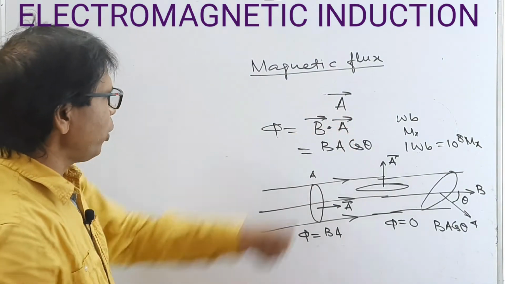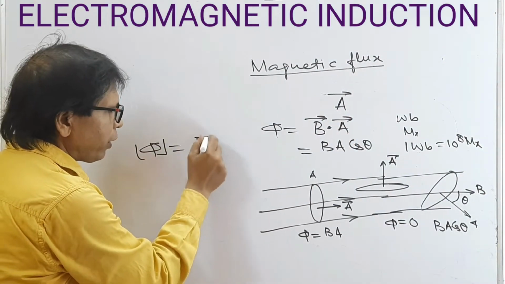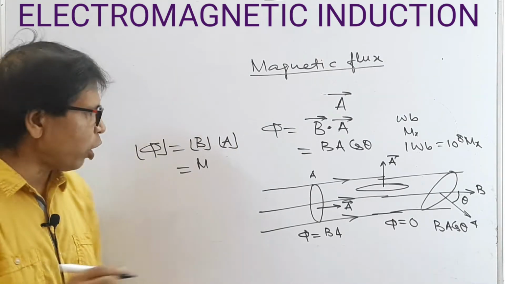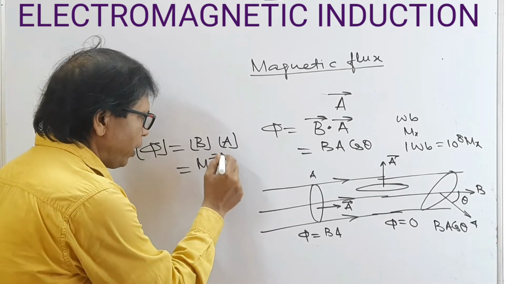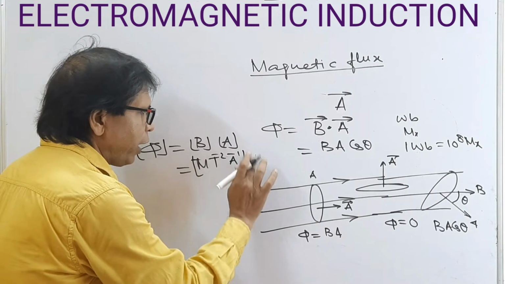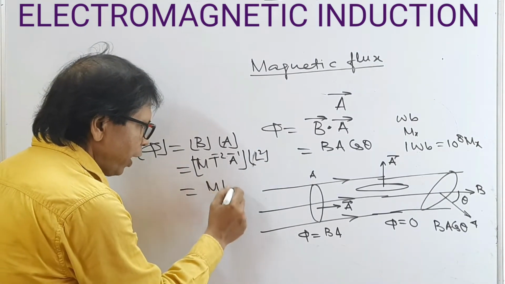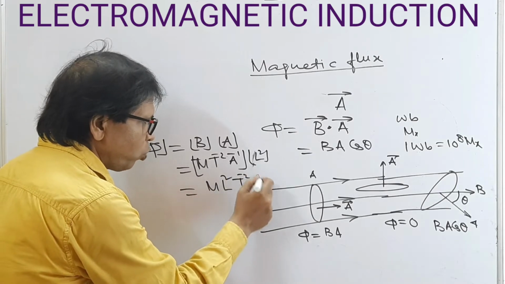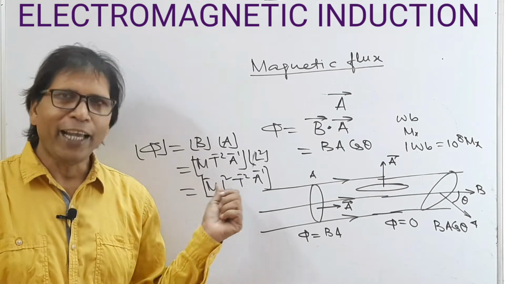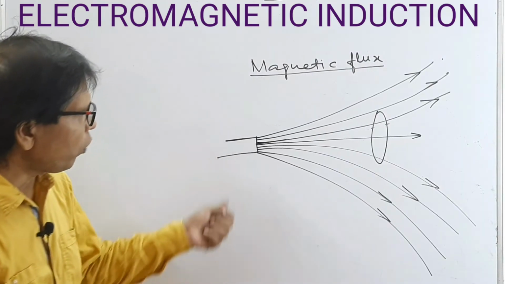And its dimension, look at this, the dimension of flux is the dimension of magnetic field into the dimension of area. Now, the dimension of magnetic field is M T to the power minus 2 A to the power minus 1 and the dimension of area is L squared. So the dimension of flux is M L squared T to the power minus 2 A to the power minus 1. So its dimension is just like energy by current. Okay, next.